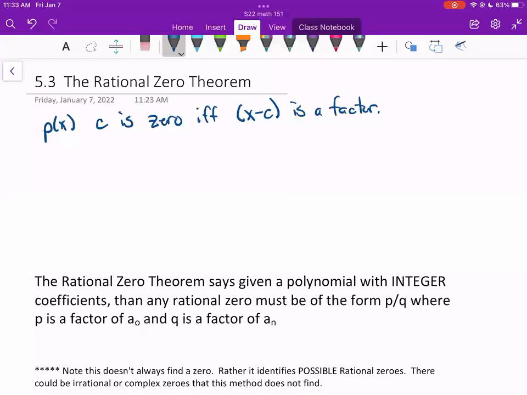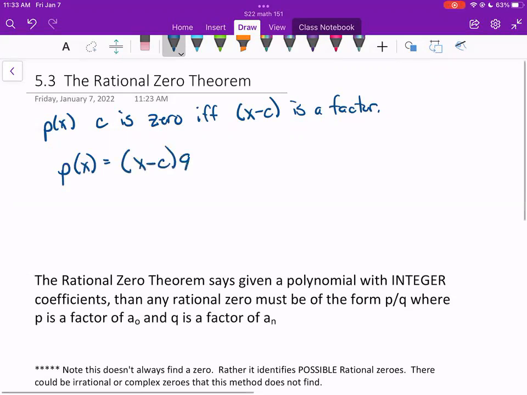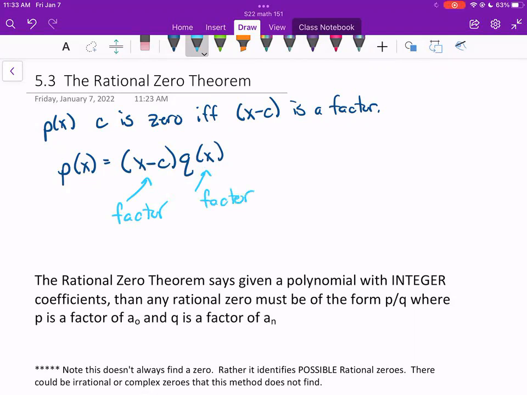that polynomial p of x by x minus c, and then we can write p of x in the form x minus c times whatever that quotient we get is. And notice this is one factor, and now this is a second factor of lower degree. So that's one way we can factor polynomials now.